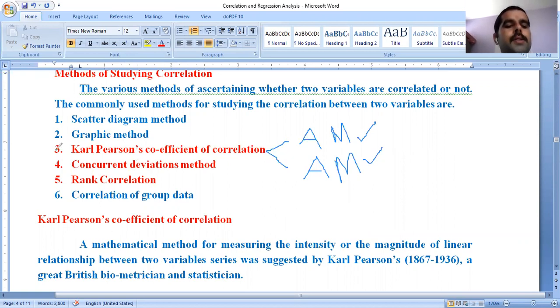After completion of these methods, we will focus on the scatter diagram method, the graphic method, and correlation of grouped data, at the end of the complete syllabus of this subject. So for today's class, listen to this in class and prepare the notes.